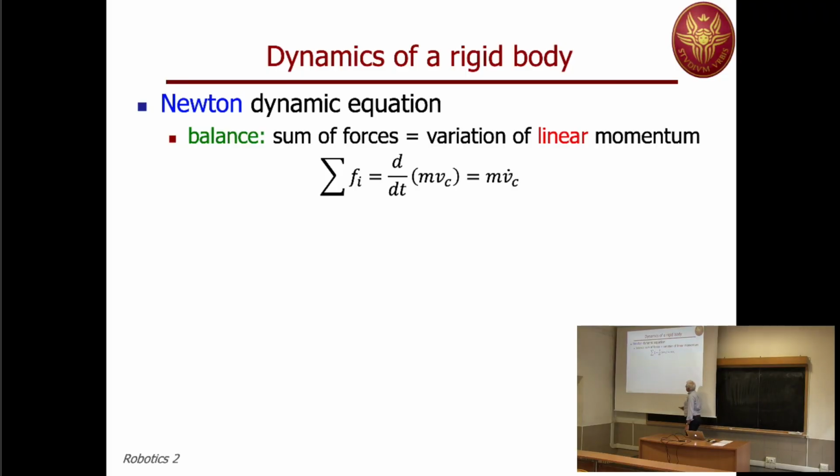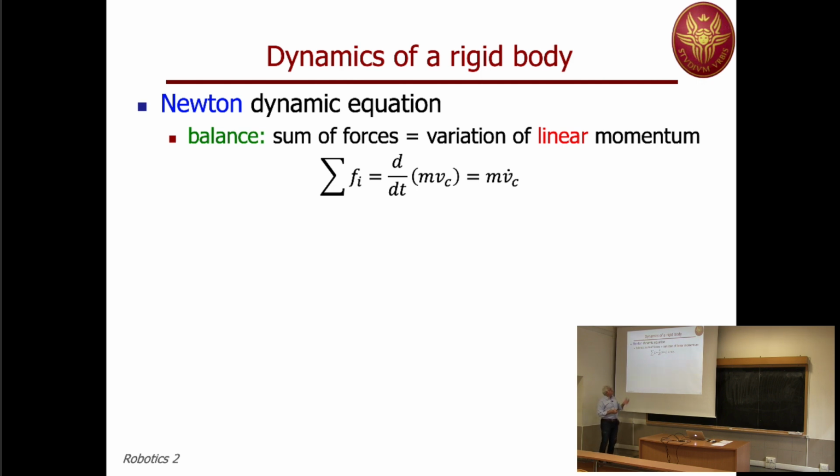Now, written in this form, you write the sum of all forces, whatever forces. It may be a gravity force, it may be a force that the body inherits from another contacting body, like in the chain of rigid links in the manipulator. Now, the linear momentum is just the product of the mass times the velocity of this body, which is concentrated in a point, let's say the center of mass itself.